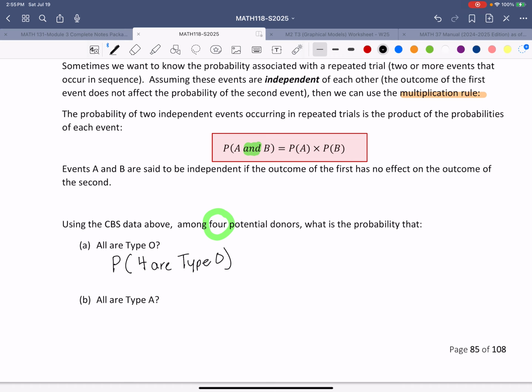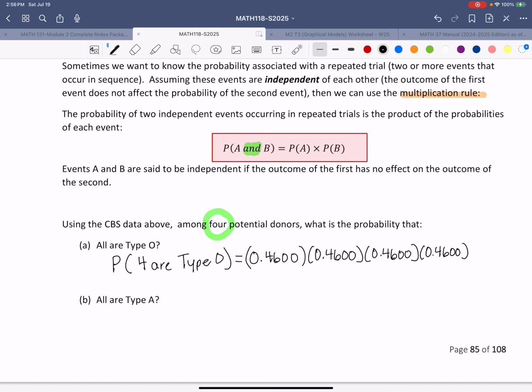Because it's 4 people, it's like the first person is type O and the second and the third and the fourth. So notice I'm exaggerating the word "and" to help understand why we use the multiplication rule here. What it's going to mean is that we're going to take each probability and multiply it by itself. Now, it's the same probability for all the volunteers. The first one is going to be type O. We know that probability is 0.4600. The second person, type O, same probability. Third person, type O, same probability. And last person, the fourth person, type O, same probability.